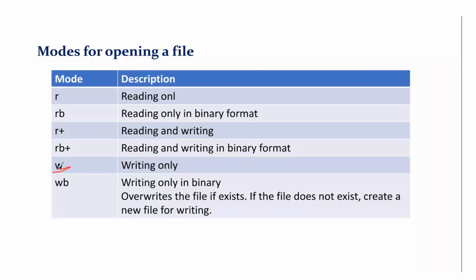Now writing. There is a file and there is Python code. If you want to add some data to this file, then simply open it with mode W, write mode. If it is not a text file but a binary file like images, then I can also add image data or video data, whatever binary data, using WB, writing from our side into the file. I hope it's clear to you.